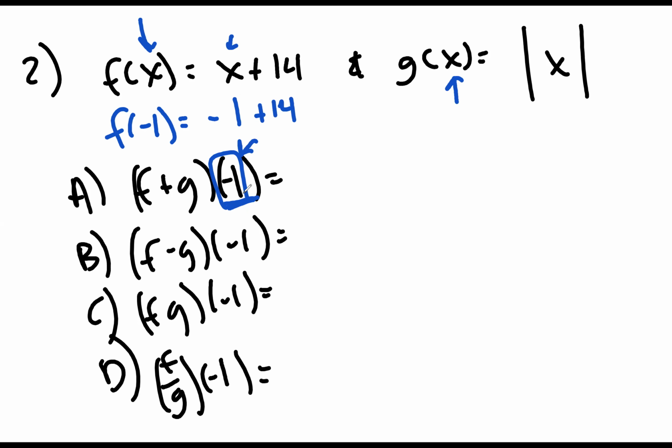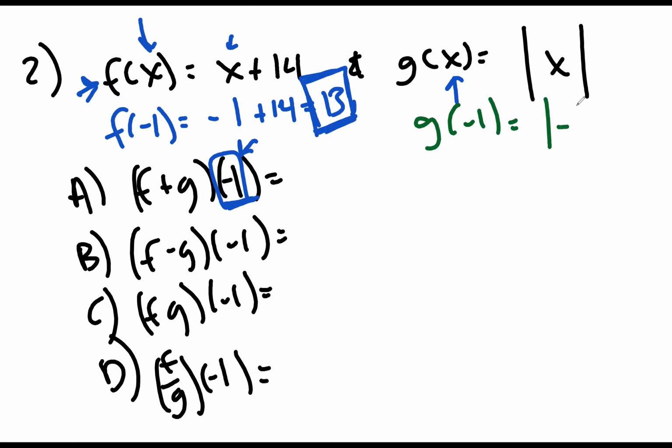Okay. And so what I'm going to do is I'm going to take this -1, I'm going to pop it into this f of x, and I'm going to calculate it, and I'm going to get 13. Now I'm going to put this in a box. This is not my final answer. It's just something that I need. And then when I come over here, I'm going to find g of -1. And so that's going to give me the absolute value of -1. Well, what is the absolute value of -1? Isn't it just 1? And so now I have f of -1 and I have g of -1.